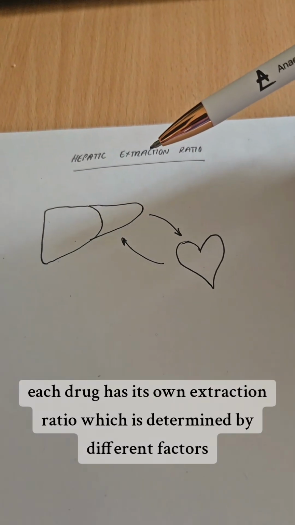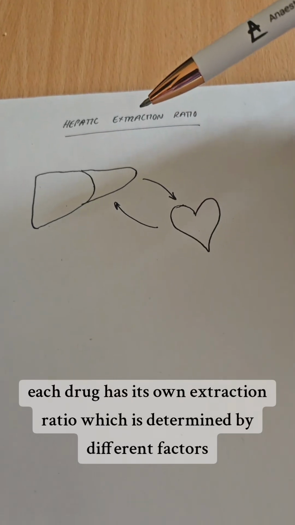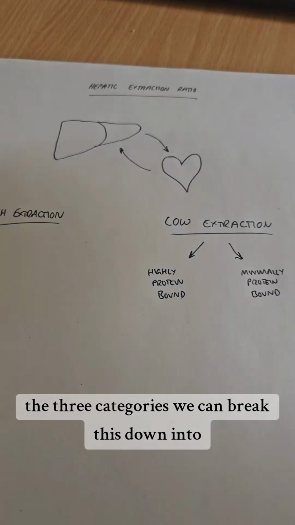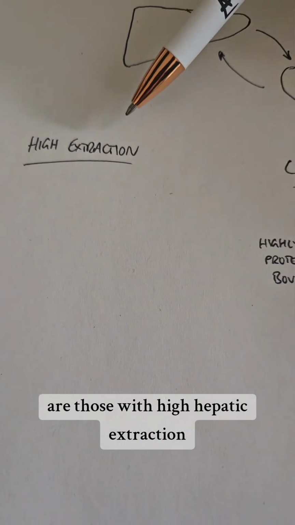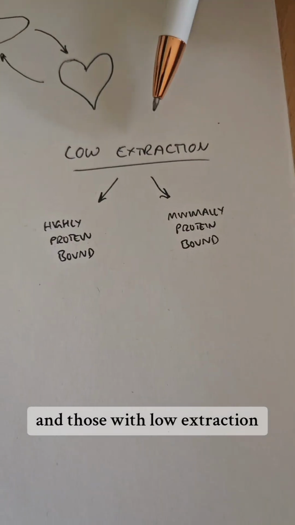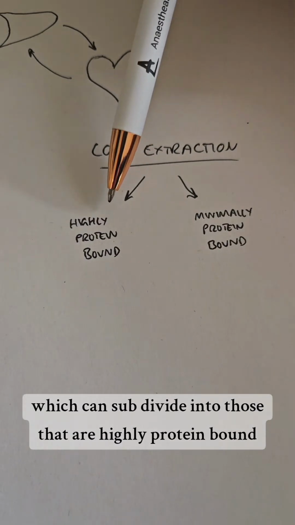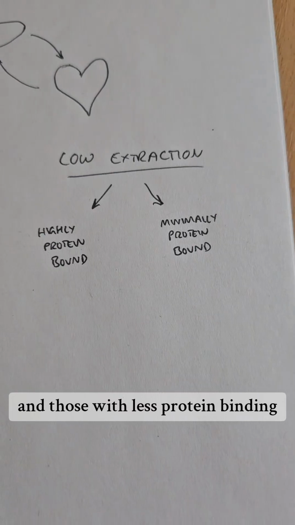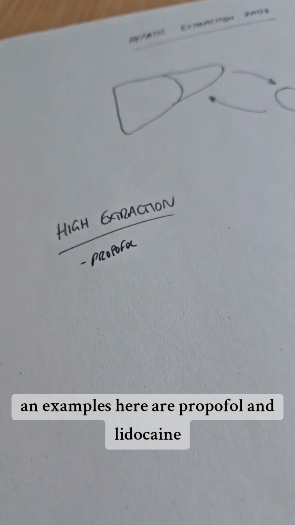Each drug has its own extraction ratio, which is determined by different factors, and there are three categories. The three categories we can break this down into are those with high hepatic extraction and those with low extraction, which can subdivide into those that are highly protein bound and those with less protein binding. And examples here are propofol and lidocaine.